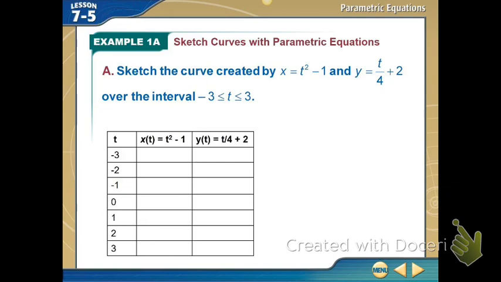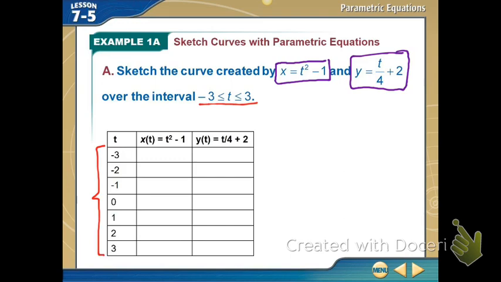So let's look at a couple of examples. Sketch the curve created by, okay, and then here are your equations which define x and y, and notice they're both in terms of t. And then it gives you some interval over which to find the values of t. So I've taken all the values of t that they've given me for the interval here, and I've written all those values out here. So now one at a time, I'm going to be plugging all of these values of t in for x and y.